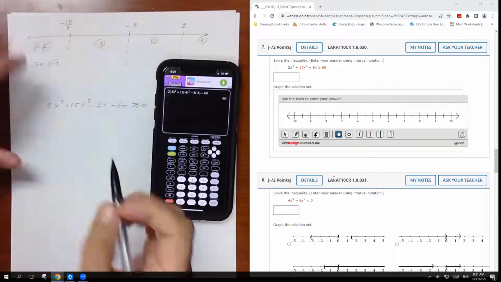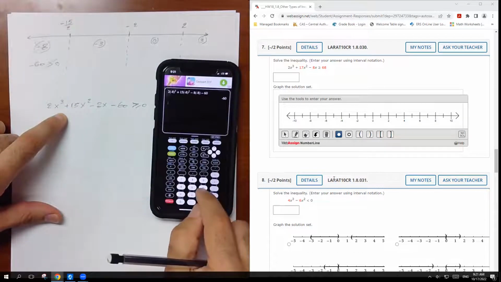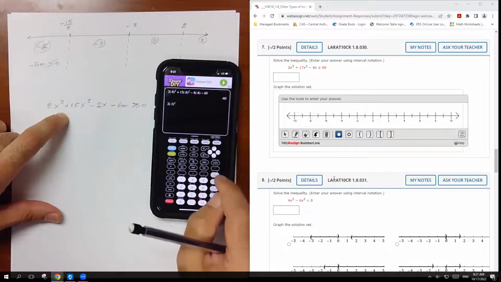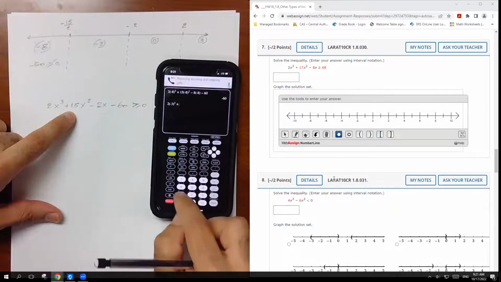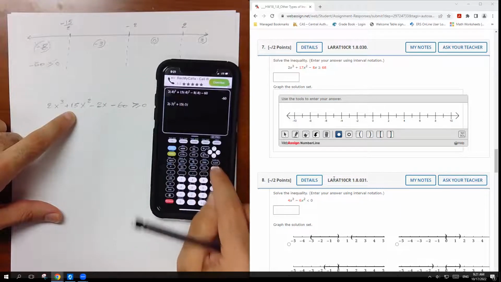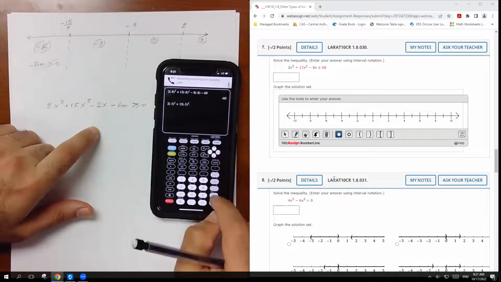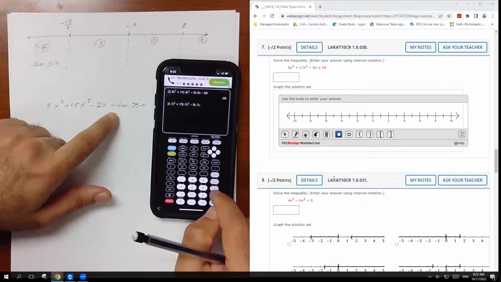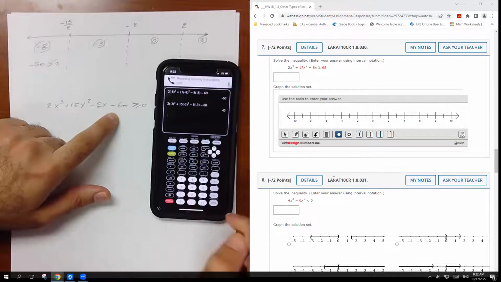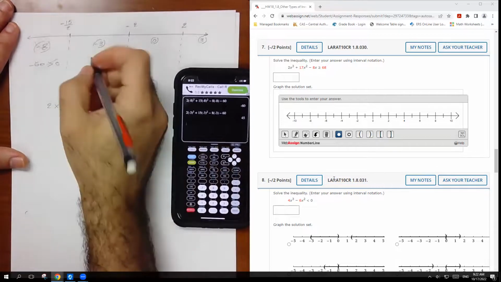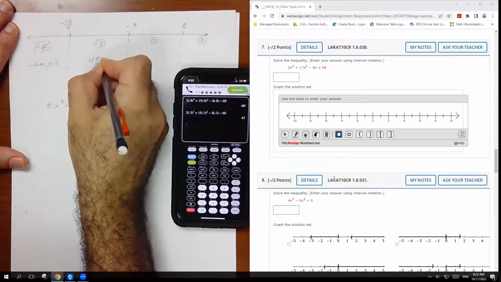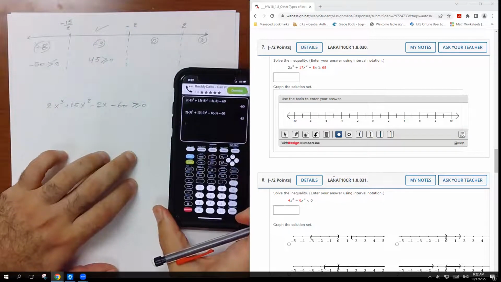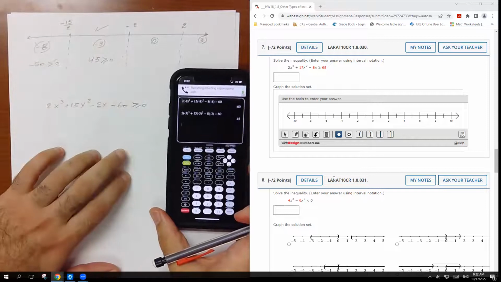Let's plug in negative 3. Negative 3, so it's going to be 2 times negative 3 cubed plus 15 times negative 3 squared minus 8 times negative 3 minus 60. It's going to be 45. 45 is greater than or equal to 0. So this is the first solution set, between negative 15 over 2 and negative 2.